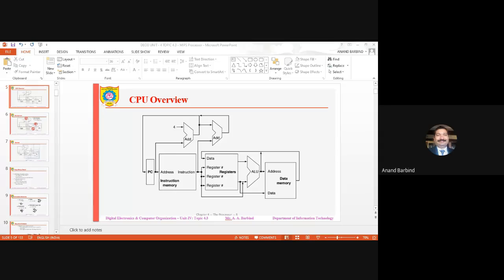Okay. So based on this, we shall now build more and more concepts, so that when we go to the pipeline concept, first of all, the architecture you should understand: without pipeline, how the instructions are executed inside the MIPS processor, and then we shall go for the pipeline architecture of the MIPS. So we shall stop for now.